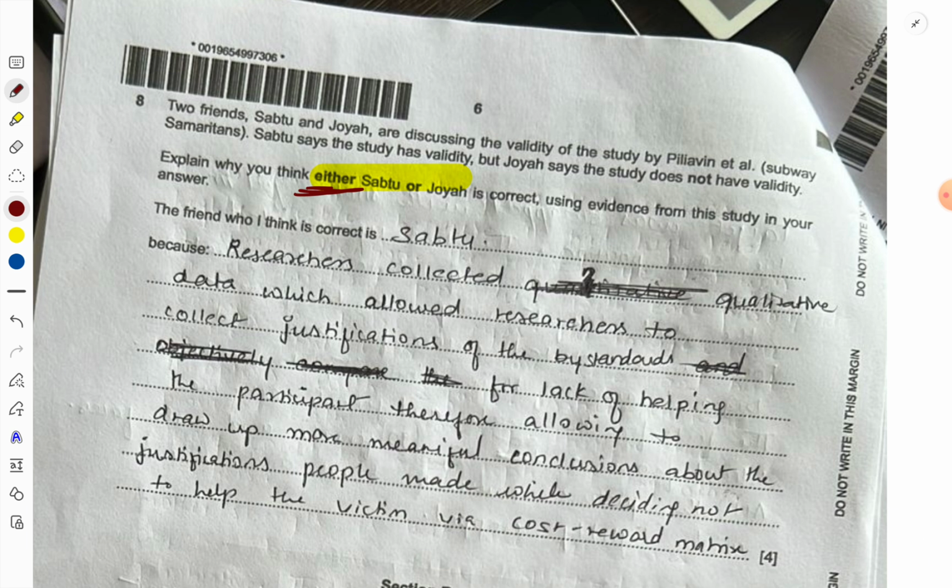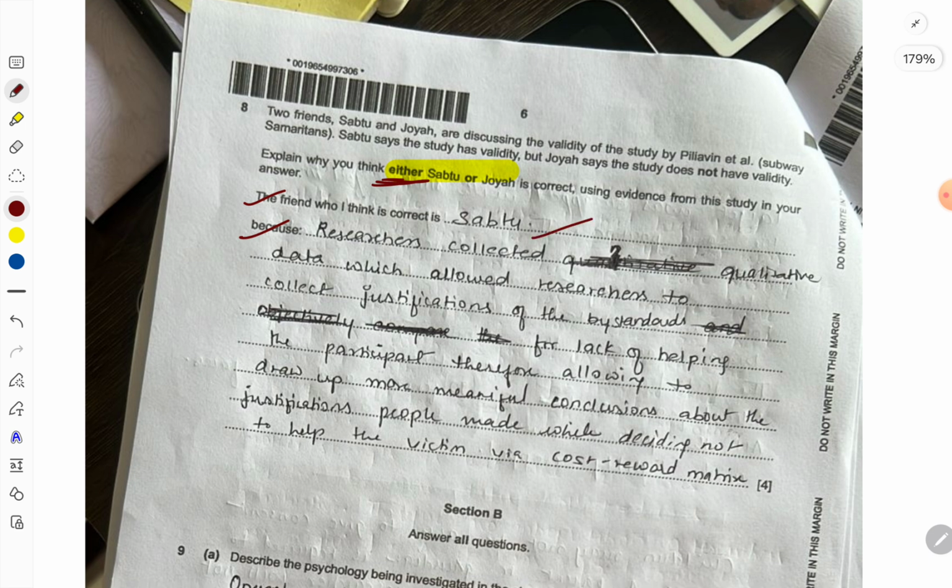So Sabtu is correct for this reason and Joya for that one. And don't be surprised to know, despite the template being given here, still some students will do the same thing. They'll say Sabtu and Joya both are correct. The way this student has answered is right. First you name only one whom you are supporting. So before writing the answer, think about, do you have a strong point for support or against validity, and select accordingly.